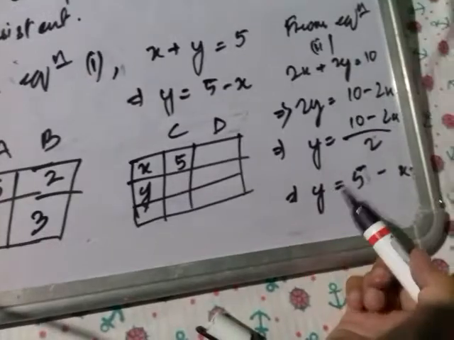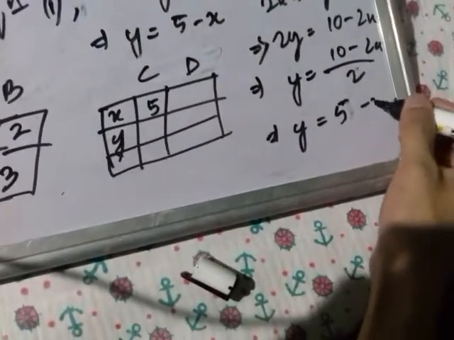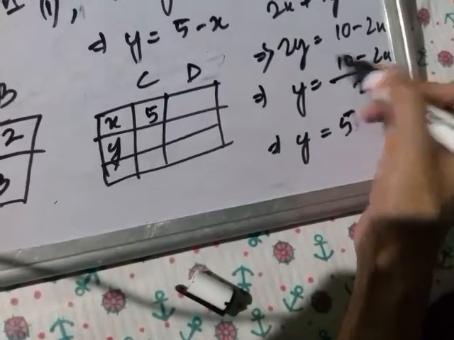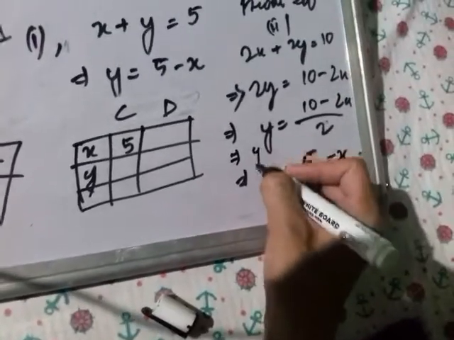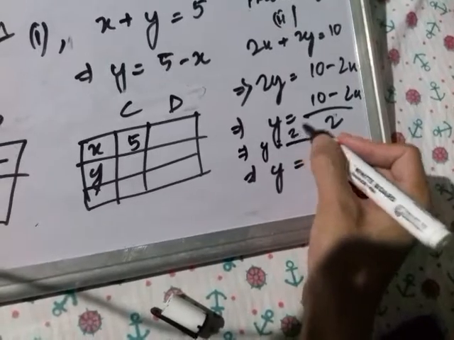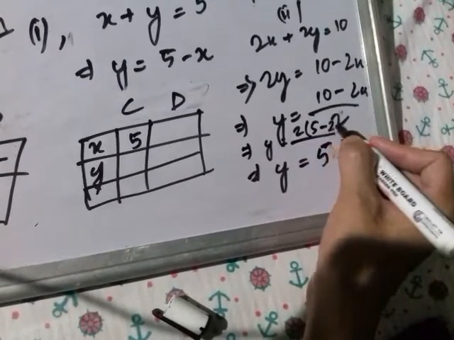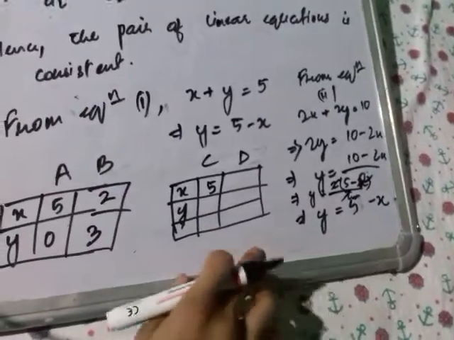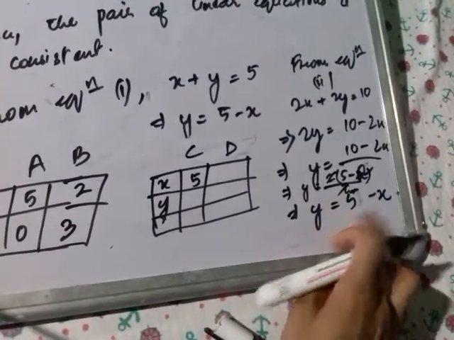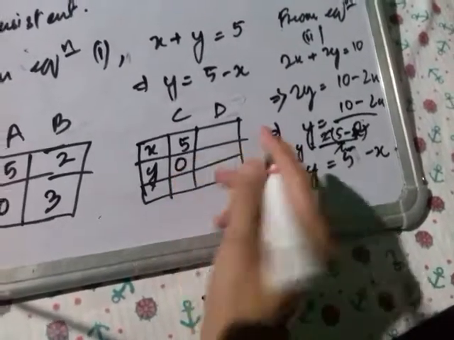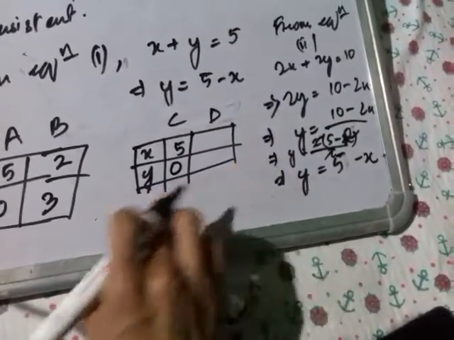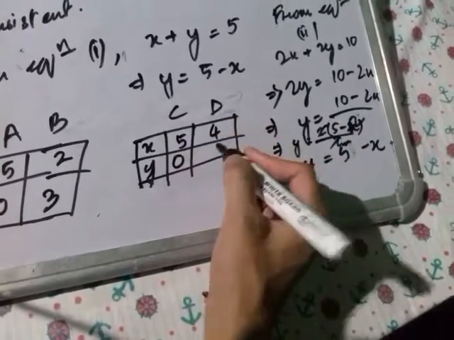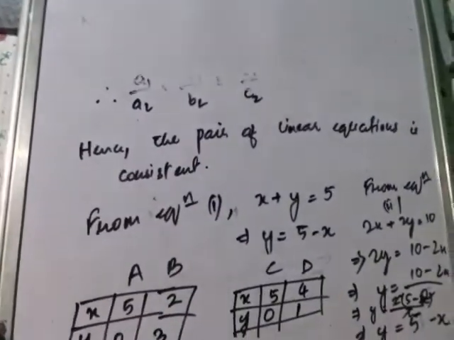So you see, here I made a mistake. Okay, it will be 5 minus x, because if you take 2 common here, 2 fives are 10, 2 ones are 2, na. So 2 will be cancelled, 5 minus x it will be, na. So if you put here x as 5, then y will be 0, sorry. And if you put x as 4, then y will be 1, na? So now you will draw a graph.